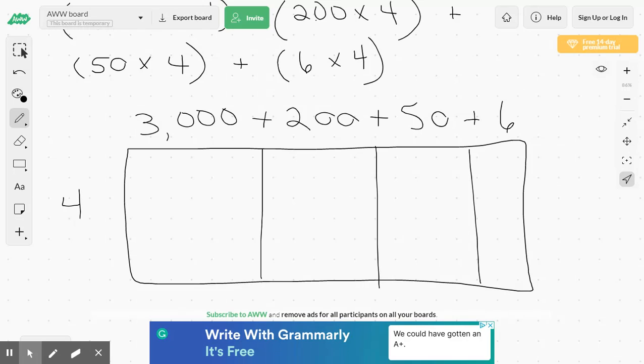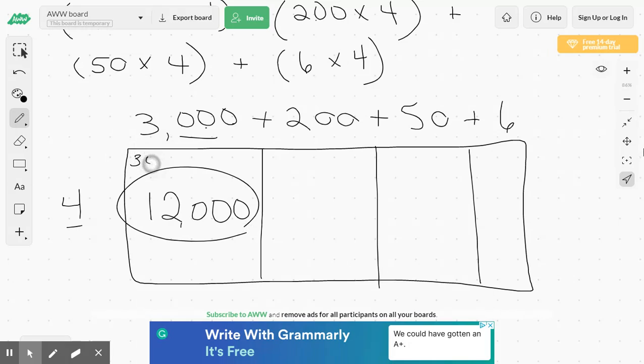So the 3,000 times 4, I look up to the 3,000, over to the 4. 4 times 3 is 12. And then here I see I've got 1, 2, 3 zeros. So I'm going to put 1, 2, 3 zeros for 12,000. So this was 3,000 times 4 that I did in that box. Here, in this box, I look up to the 200, over to the 4. So I'm doing 200 times 4. Notice this is exactly what I wrote up here. So 3,000 times 4, 200 times 4. But it's just nice because it keeps it all in these little boxes.